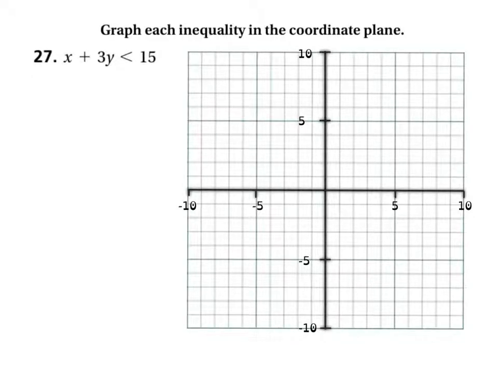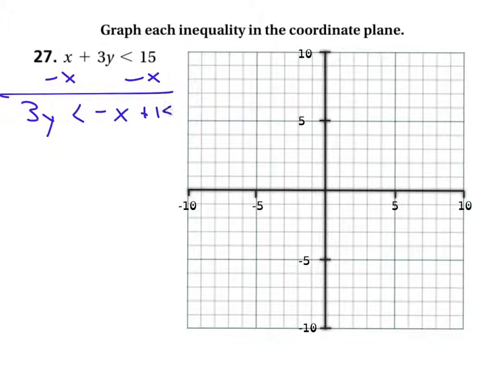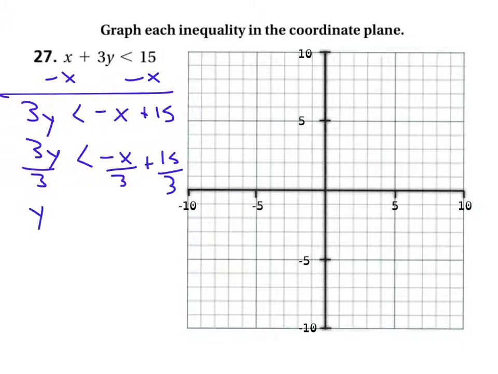All right, just like the last video, what's the challenge? The challenge is to rewrite this into slope-intercept form so that we can graph it. So I'm going to subtract x from both sides, and we get 3y is less than negative x plus 15. And now we're going to divide both sides by 3. Negative x divided by 3 plus 15 divided by 3. And that gives us y is less than.